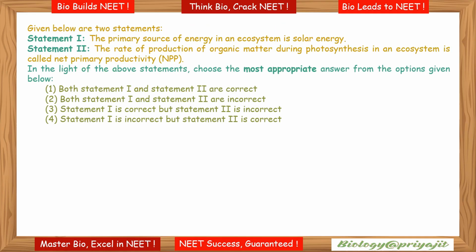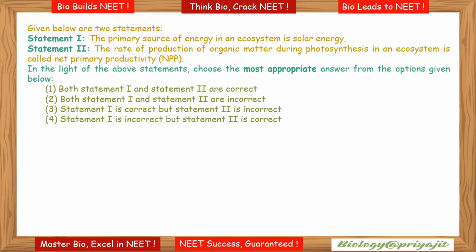Next question, given below are two statements. Statement 1, the primary source of energy in an ecosystem is solar energy. Statement 2, the rate of production of organic matter during the photosynthesis in an ecosystem is called net primary productivity, or NPP. In the light of the above statements, choose the most appropriate answer from the options given below. Both statement 1 and statement 2 are correct. Both statement 1 and statement 2 are incorrect. Statement 1 is correct but statement 2 is incorrect. Statement 1 is incorrect but statement 2 is correct.